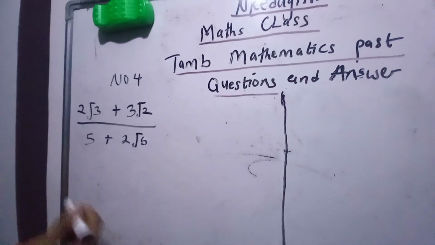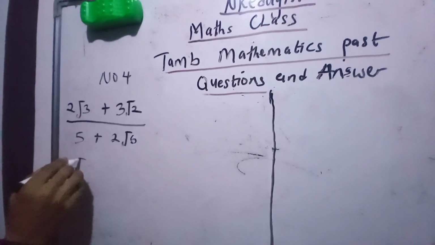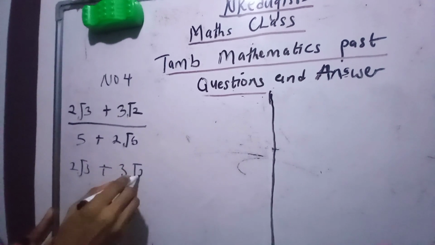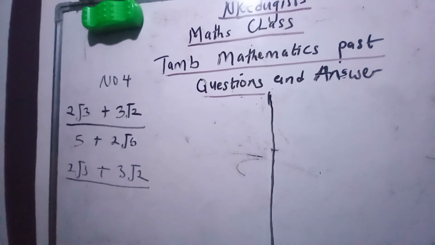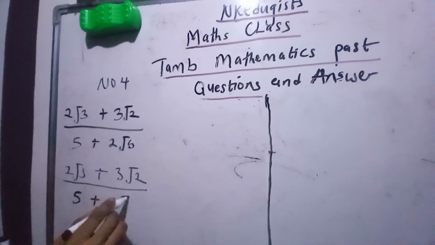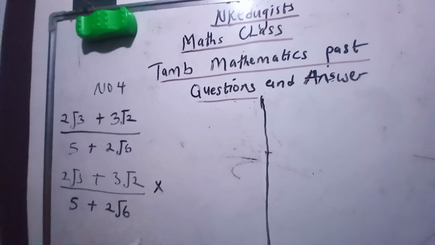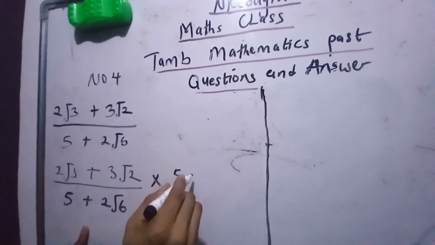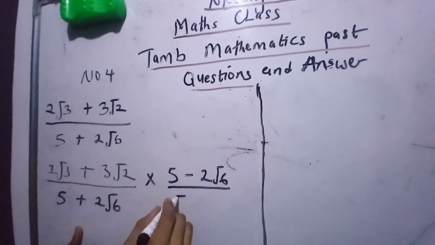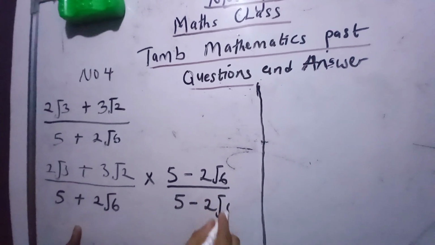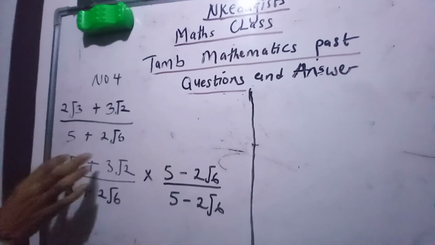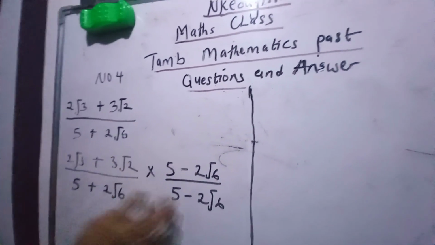Now let me solve it here. We have 2√3 plus 3√2 over 5 plus 2√6 multiplied by 5 minus 2√6 over 5 minus 2√6. Okay, so the next thing to do now is to what? Use this one to multiply this, to also multiply this.